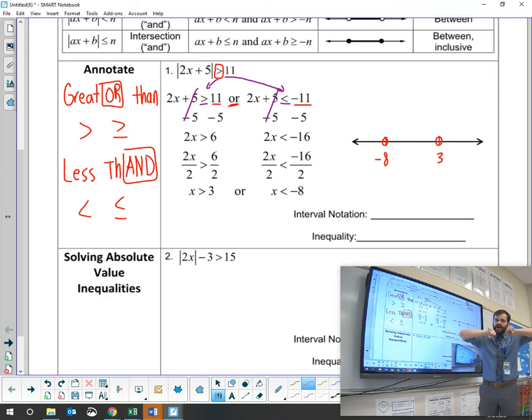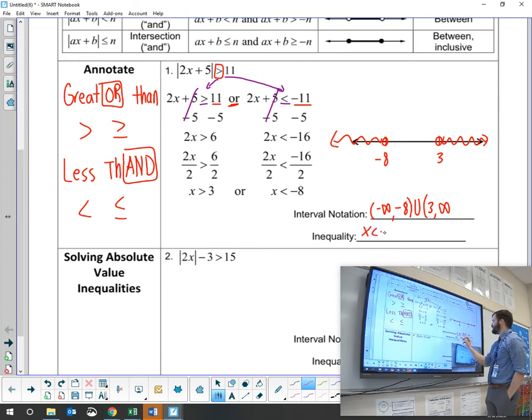Then, am I going to go out this way and this way, or am I going to come together? I'm going to go out for two reasons. One, it is an or, and two, if it's greater than 3, we're going to go out to the right, and if it's less than negative 8, we're going to go to the left. So, to write this in interval notation, I'm going to write negative infinity to negative 8 union 3 to positive infinity. And as an inequality, we're just going to write x is less than negative 8 or x is greater than 3.